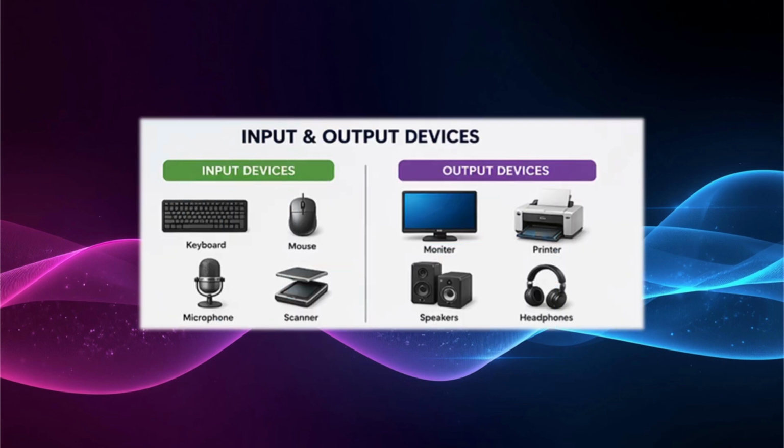Input and output devices. Input devices are used to give data to the computer. Examples are keyboard, mouse, and microphone. Output devices show the result. Examples are monitor, printer, and speakers. Input brings data in and output sends results out.